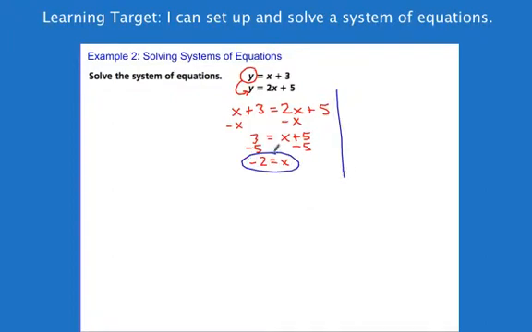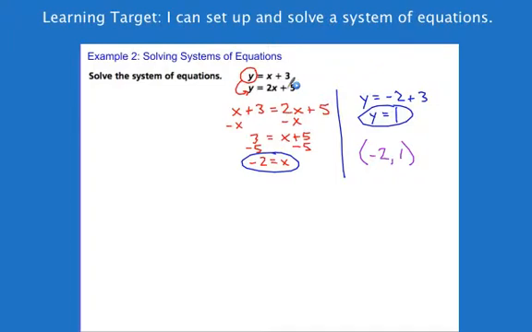Because remember, for a system, I've got to have an x and a y. It's a set of values. So all I need to do now, I know the x value, I just plug it in for y. So I did -2 plus 3. So my ordered pair here is -2, 1. That's about as easy as it gets because I already have y isolated.